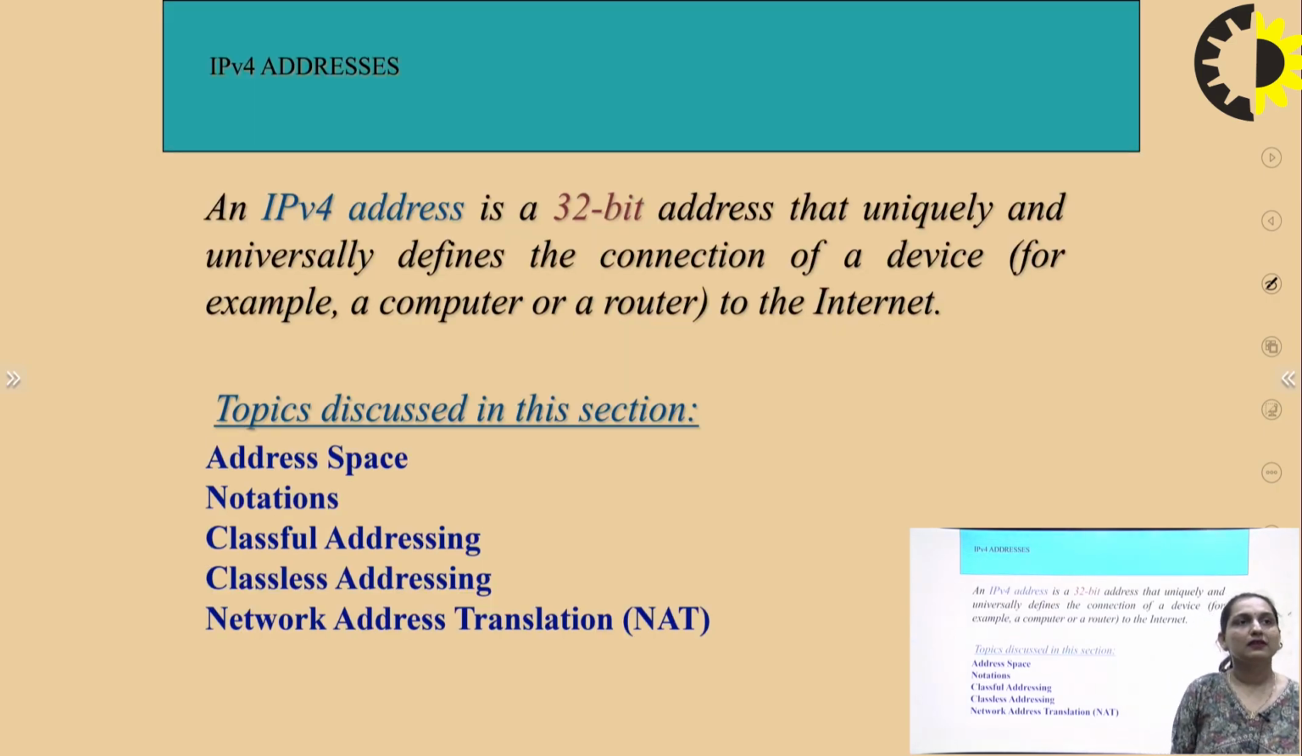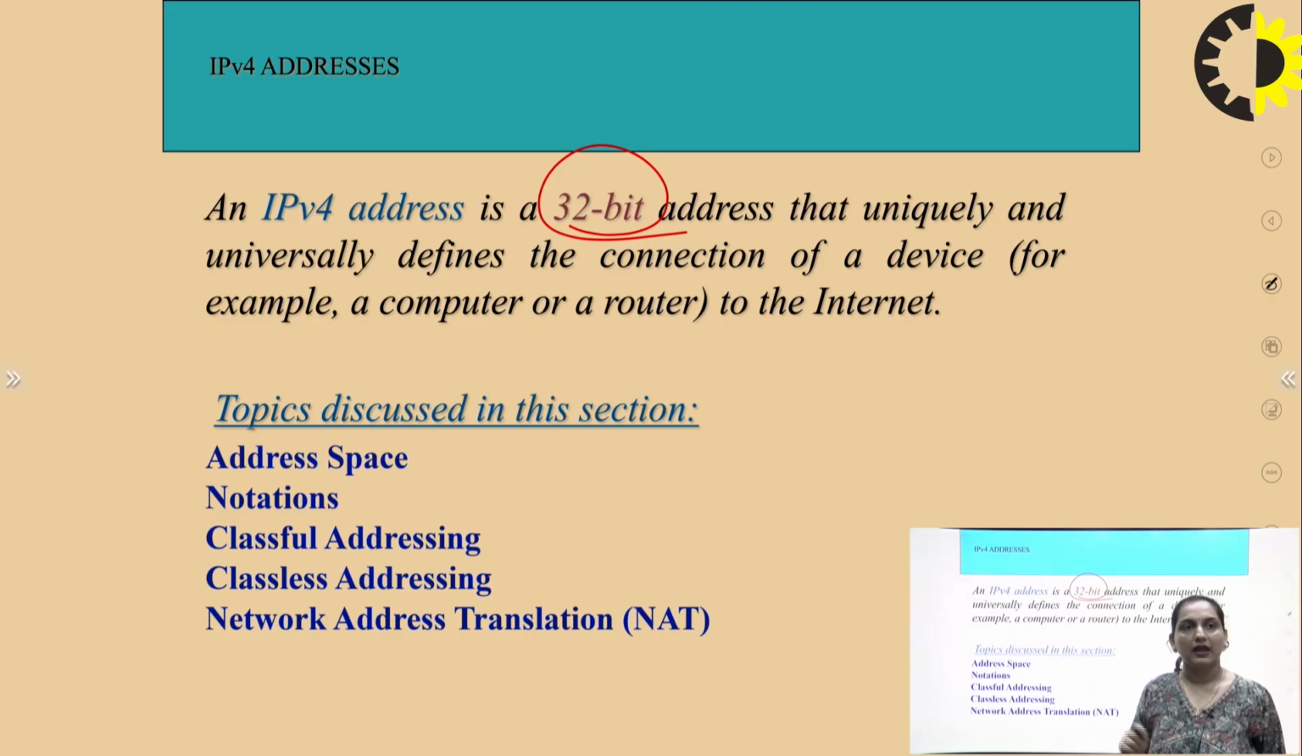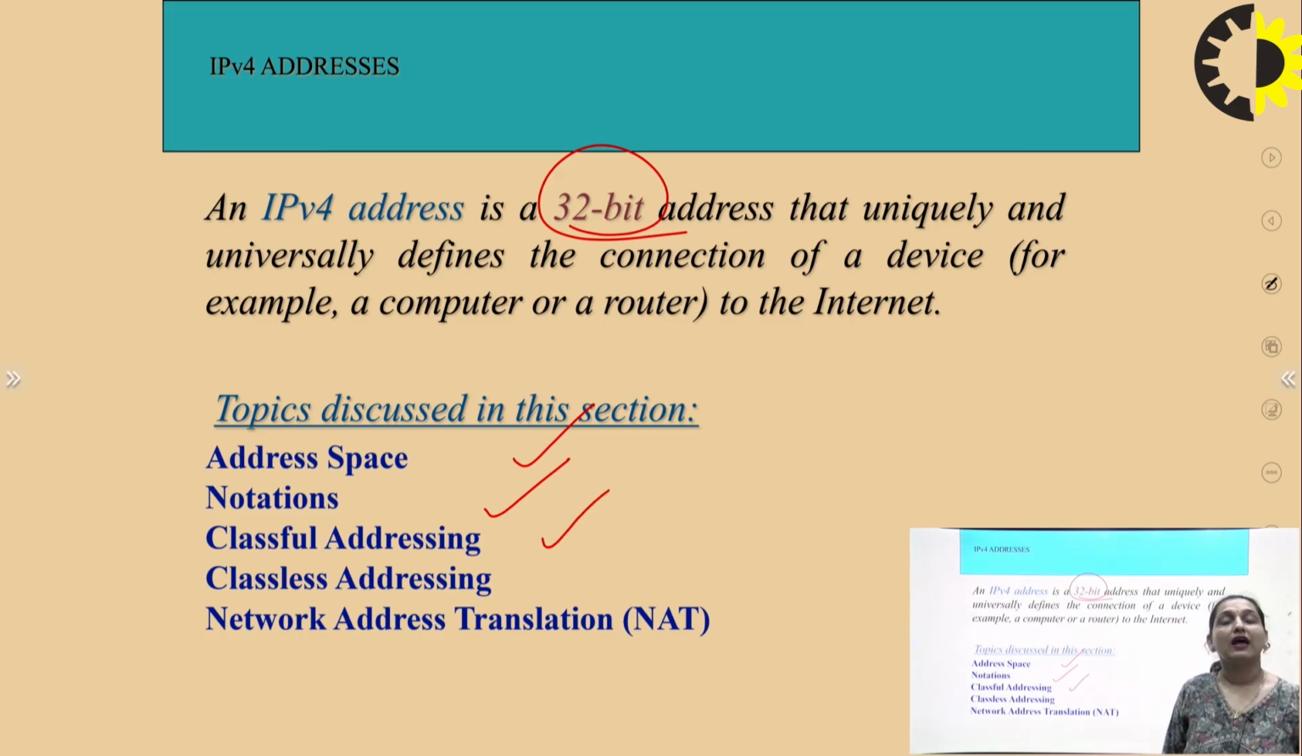Here we will discuss the IP version 4 address. IP version 4 is 32 bits. It is a 32-bit address, uniquely and universally accepted. No two computers have the same IP address. So we will discuss the address space, the notations used, classless addressing, classful addressing, and network address translation.